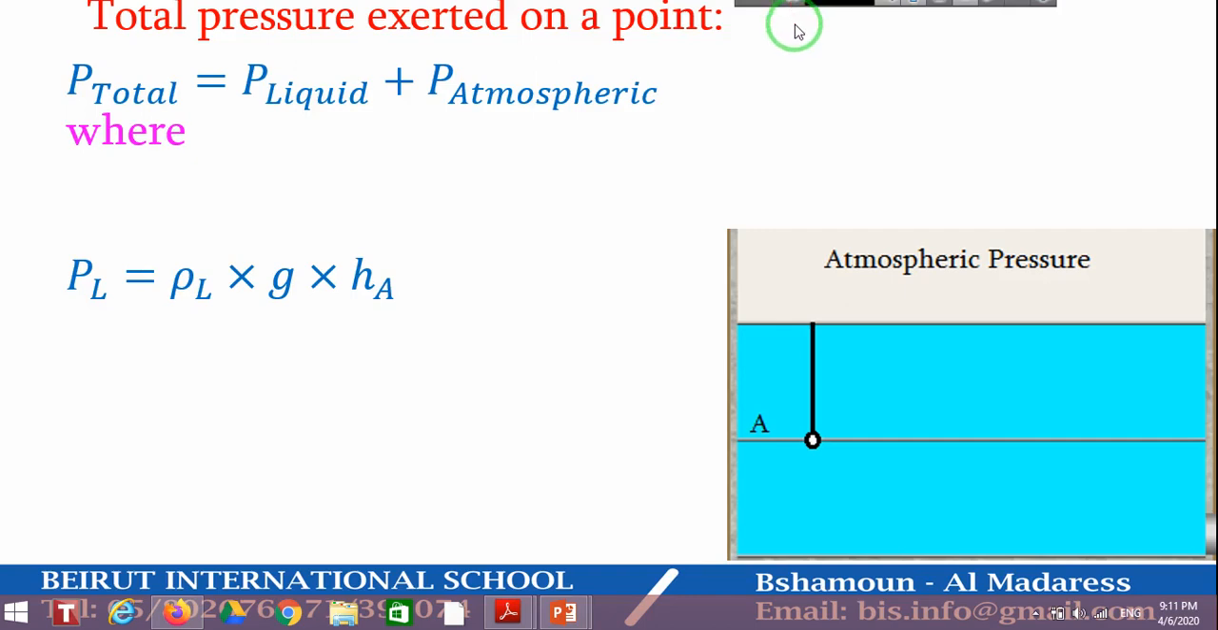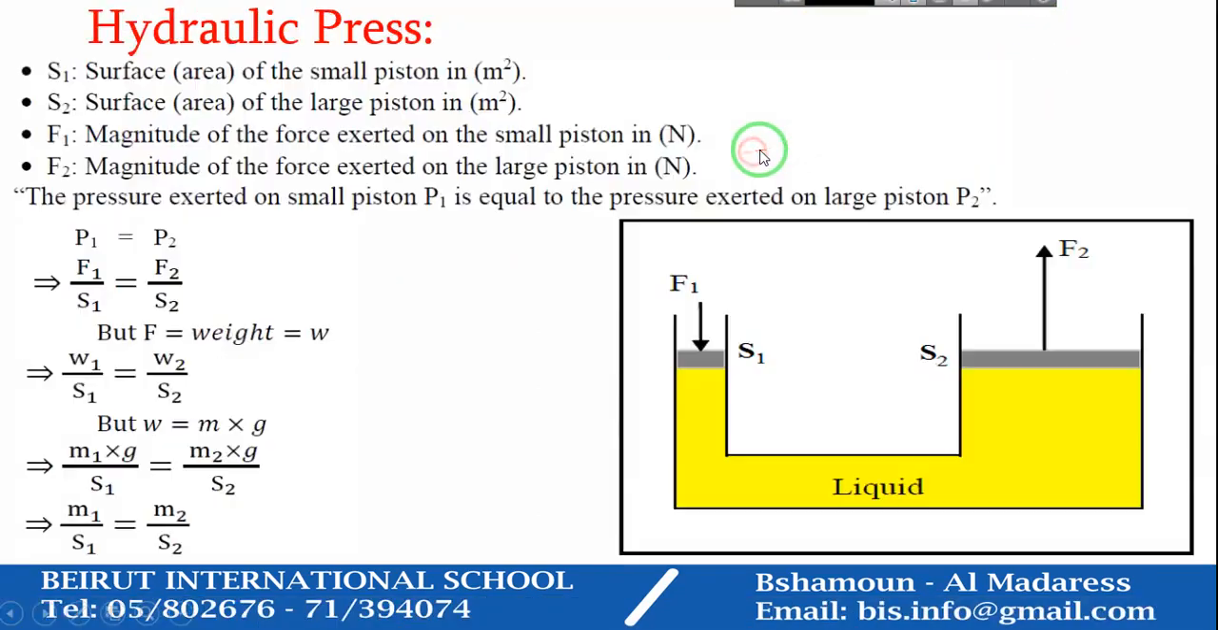Again, the total pressure exerted at a point is the sum of the pressure exerted by liquid plus the atmospheric pressure. If an object is at the surface of liquid, the only pressure exerted will be the atmospheric pressure.